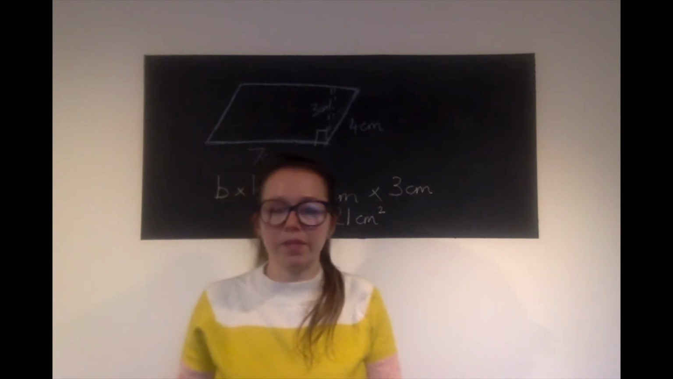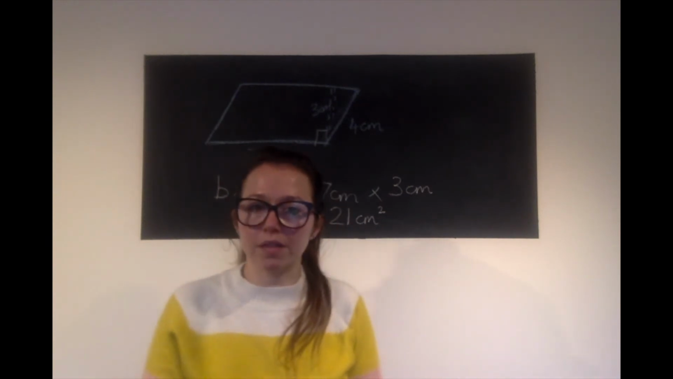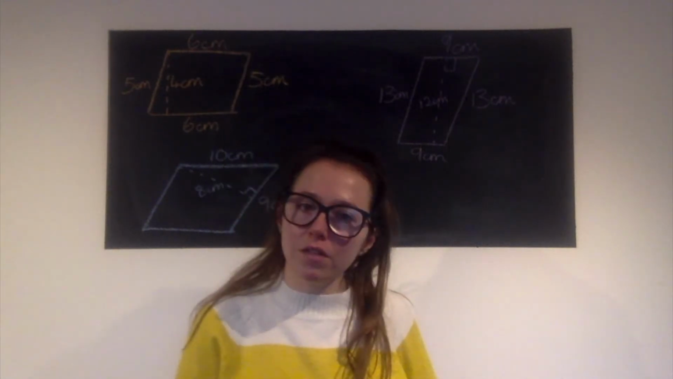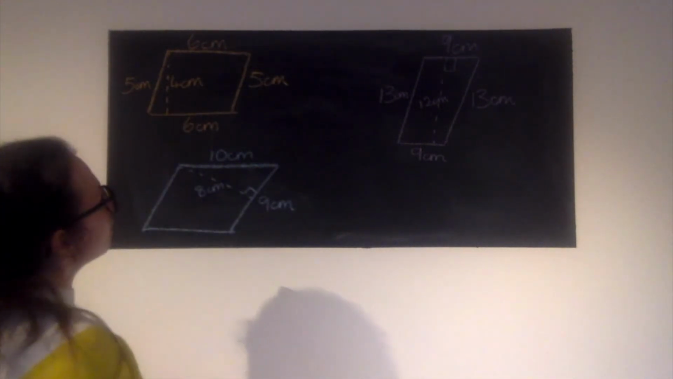Now have a go at these. Pause the video, sketch them out, and then we'll go through the answers together. I've sketched out these 3 parallelograms. Let's go through them. So the first one is our orange parallelogram.